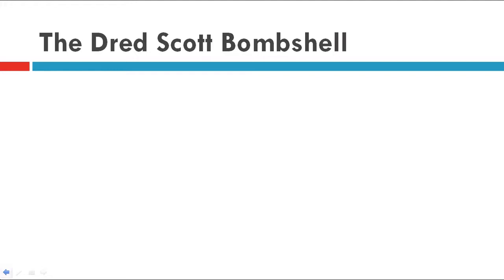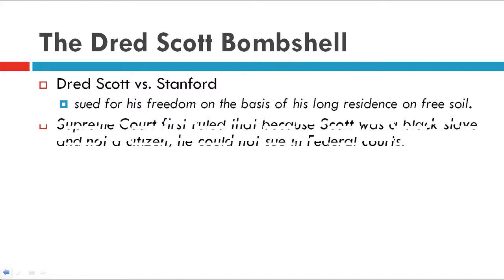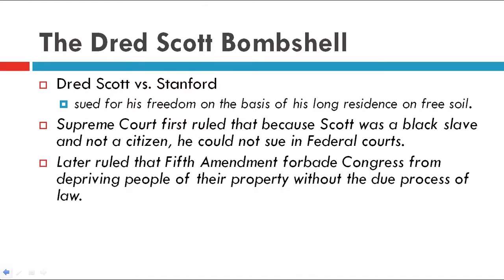Okay, let's talk about the Dred Scott decision here and the impact that it had. First of all, Dred Scott was a slave who had lived with his master for 5 years in Illinois and then in Wisconsin territory. And as a result of that, he thought he was justified to sue for freedom. And so he does that in Dred Scott versus Stanford. Now, the Supreme Court will rule first that because Scott was black and he was a slave, he therefore wasn't a citizen and did not have the right to sue in court.